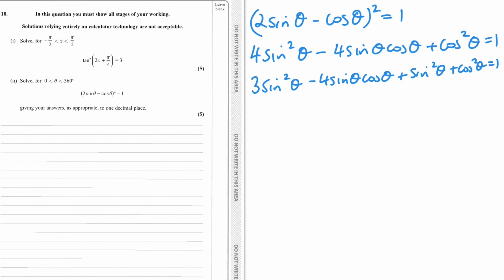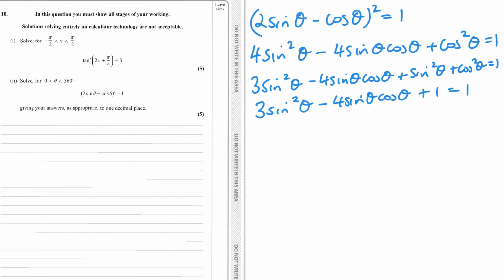What I've done is I've just taken one of these sine squareds, and I've just popped it over here. So I've just split the 4 sine squared up into 3 sine squared and 1 sine squared. And the reason I've done that is sine squared plus cos squared equals 1. So that means I get 3 sine squared theta minus 4 sine theta cos theta plus 1 equals 1.